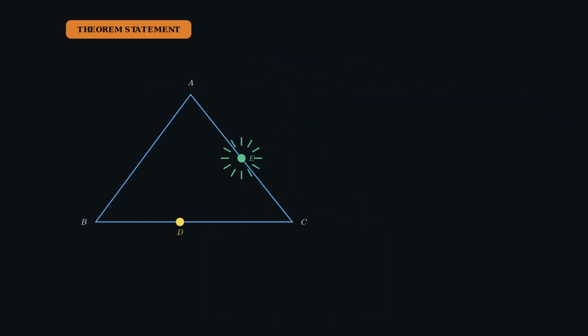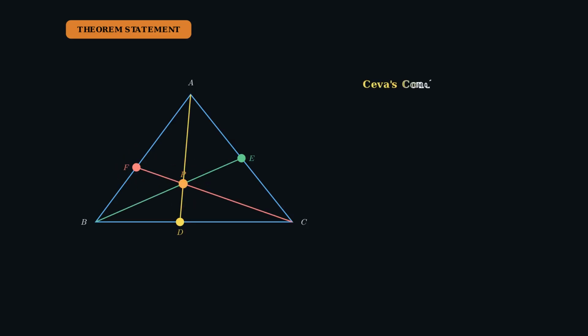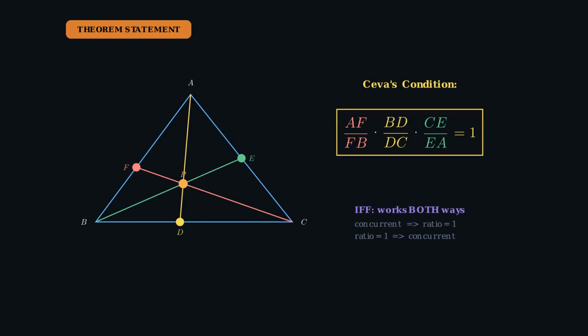Let triangle ABC be any triangle. Let D be a point on side BC, E on side CA, and F on side AB. The three Cevians AD, BE, and CF are concurrent. That is, they all pass through a single point P. If and only if the following product of ratios equals 1: AF over FB, times BD over DC, times CE over EA equals 1. Let's watch this build up step by step.